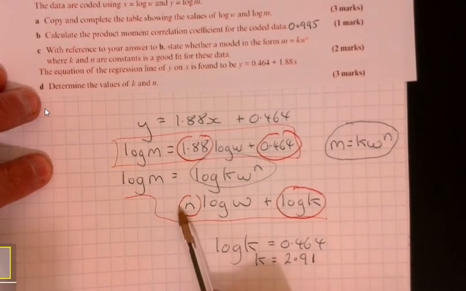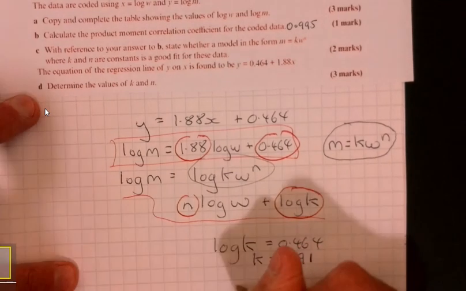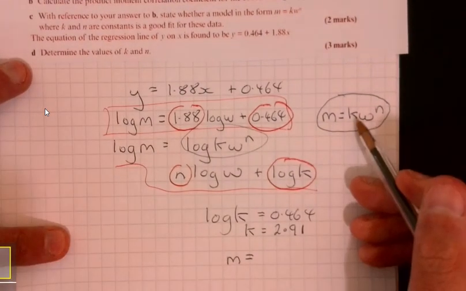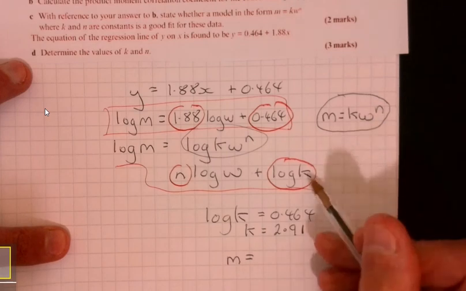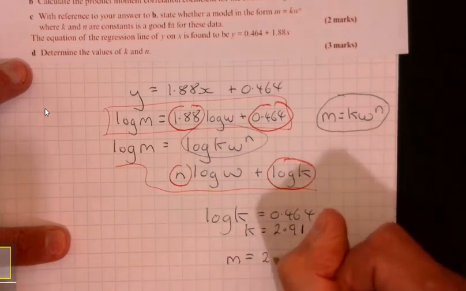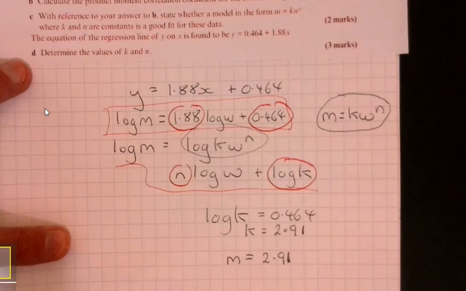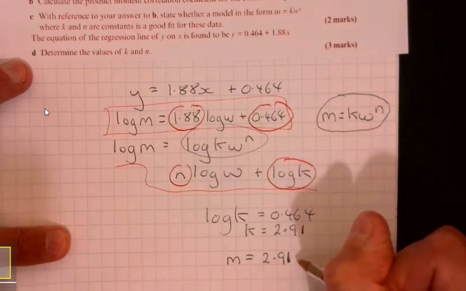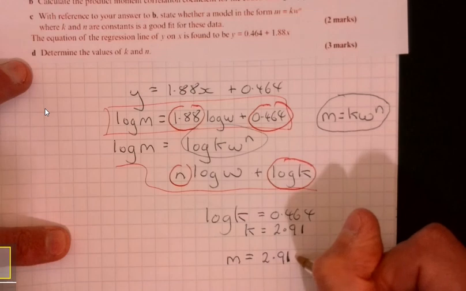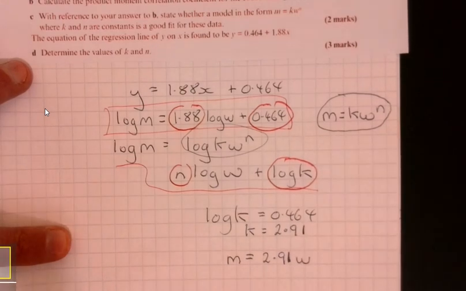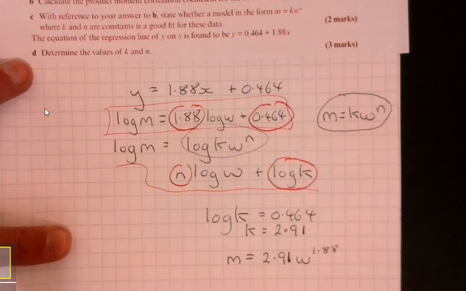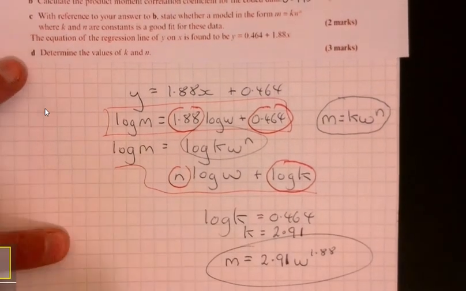We know what n is, so remember, just go back and actually be bothered to write this down as well. M equals, so k is 2.91. Also think about the context as well, about what these numbers actually mean. And then we've got W, and then to the power 1.88. There you go. Hopefully that's useful.